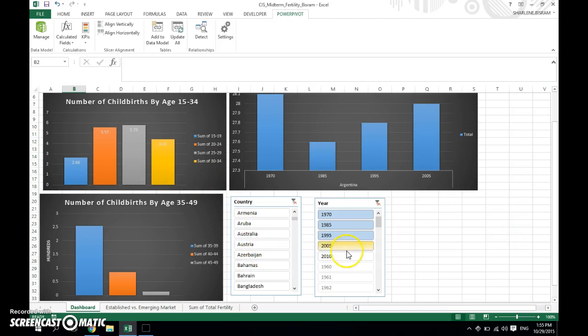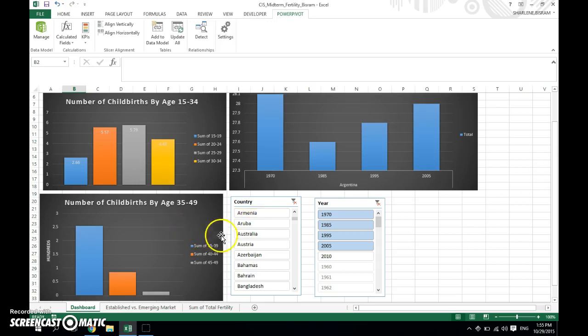So as we change our slicers, the number of childbirths by age also shows. As we can see in this diagram, the highest age for childbirth is between the ages of 25 and 29, and the lowest is between 45 and 49. So this actually confirms what we think as a society, regardless of country, that birth rates go down as women get older.